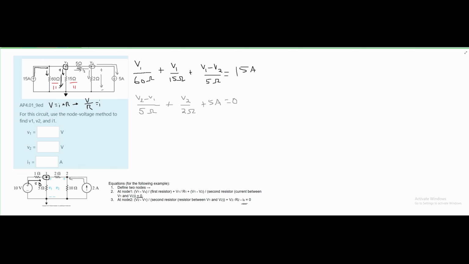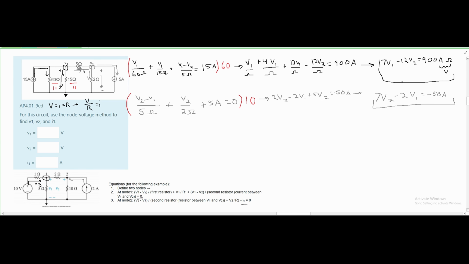Now we can start simplifying things. So for this first equation, I'm going to multiply everything by 60, and then for our second equation, I'm going to multiply everything by 10 and combine like terms. Now that we have both of our equations, we can solve for either V2 or V1. I'm just going to solve for V2. It doesn't really matter. I'm going to look at this equation right here.